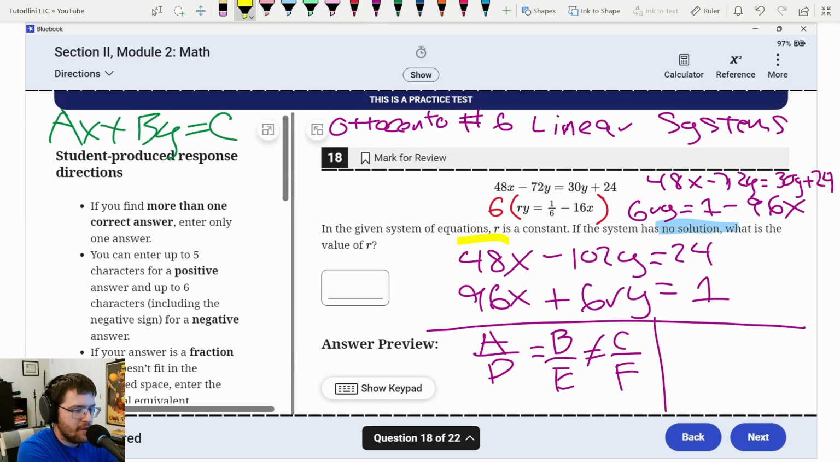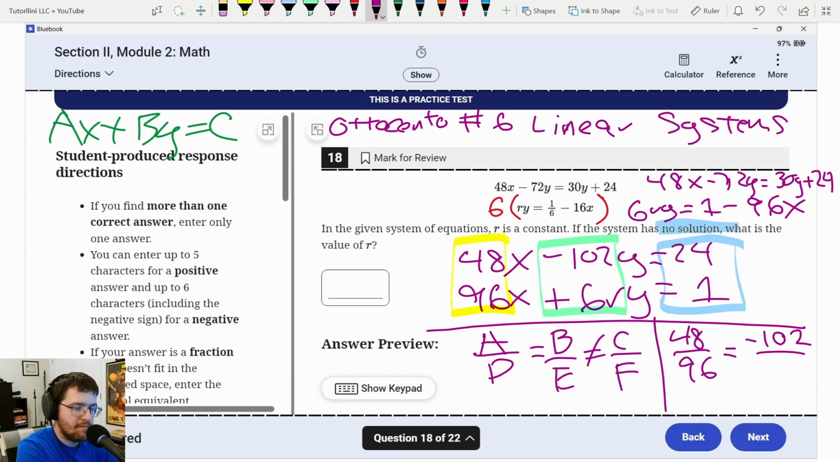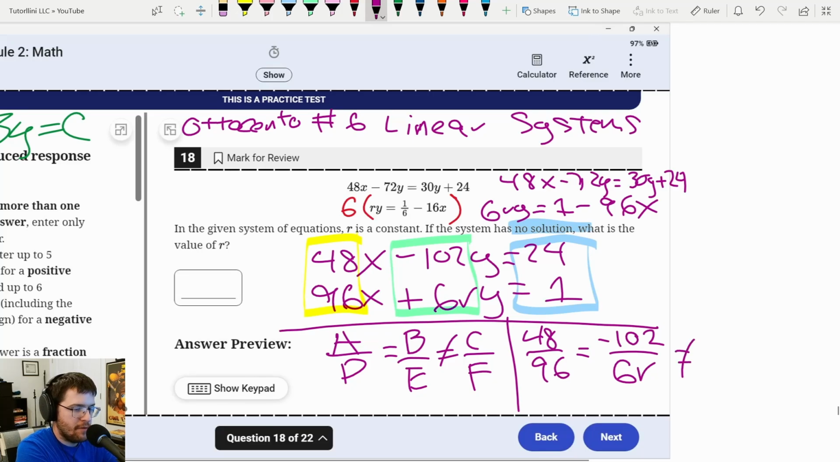So I'll circle all the coefficients, make it a little bit easier for you guys to see. And we're going to write 48 over 96 equals negative 102 over 6r, which is not equal to 24 over 1. But you guys notice it doesn't care what it's not equal to. It cares what we want to find, r. So that last part for this question isn't that important. Might be important for another question, but it's not that important for this one.